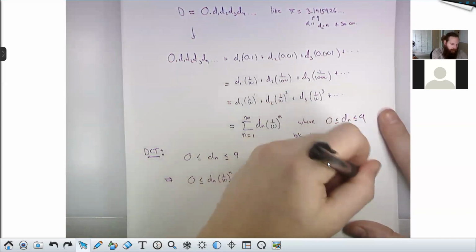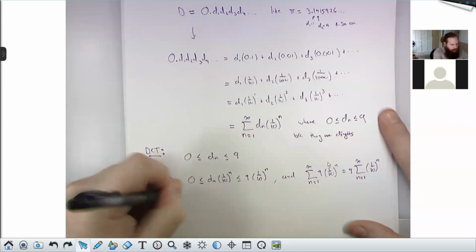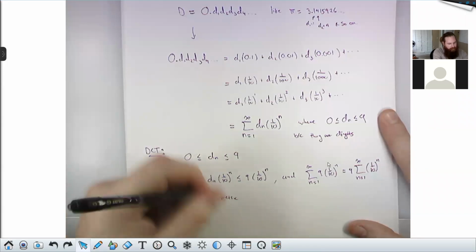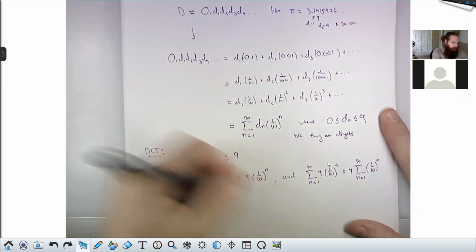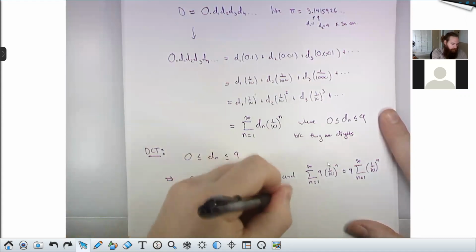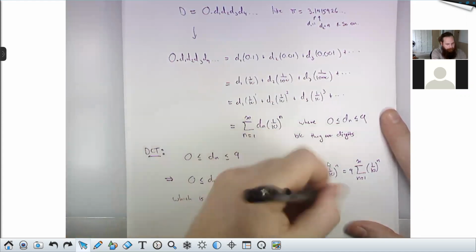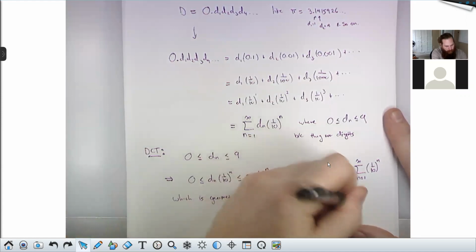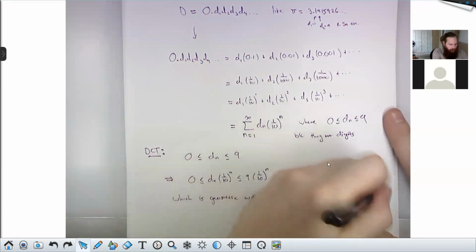That's 9 times sigma n from 1 to infinity, 1/10 to the n, which is geometric. So even though my series is not geometric, it can be easily compared to a geometric series. It's geometric with the absolute value of r being the absolute value of 1/10, which is 1/10, which is less than 1. So this series, sigma n from 1 to infinity, 9 times 1/10 to the n, is convergent.